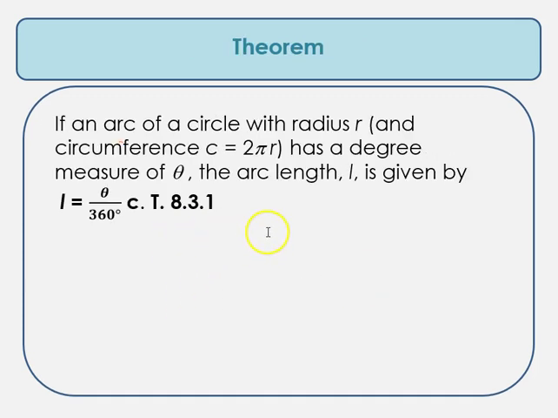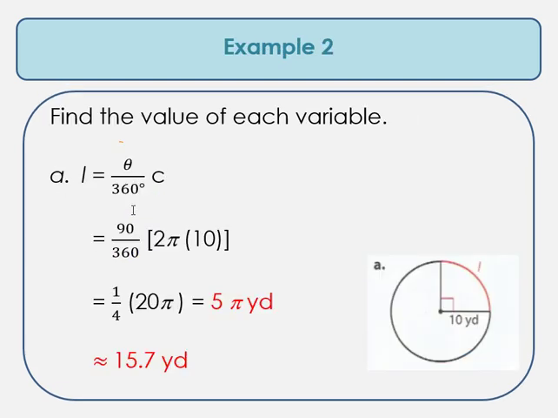Our first theorem for this lesson: if an arc of a circle with a radius r and circumference of C equals 2 pi r has a degree measure of theta, an unknown number of degrees, the arc length L is given by this formula. The formula is arc length equals theta divided by 360 times the circumference. So get that into your notes.